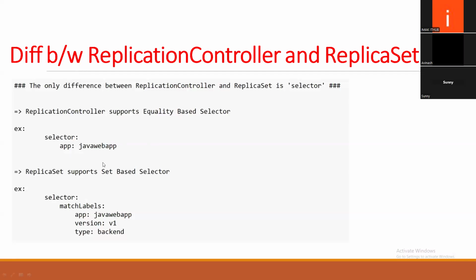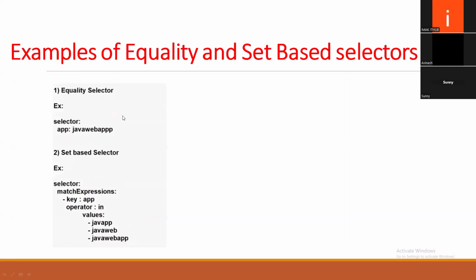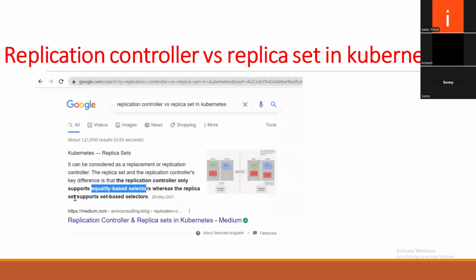The difference between equality and set based is only the selector. With an equality based selector we select one value, with a set based selector we can use match expressions or match labels, with key app, operator, and values like Java. So replica set in Kubernetes can be considered a replacement of the replication controller. The key difference is that the replication controller only supports equality based selectors, whereas the replica set supports set based selectors. Guys, now understood?